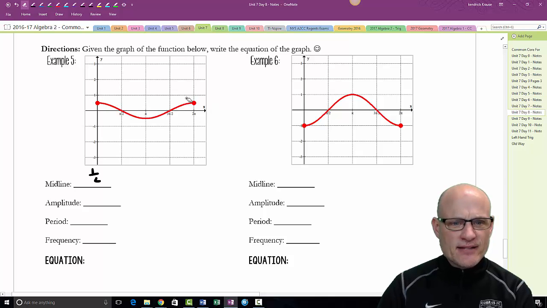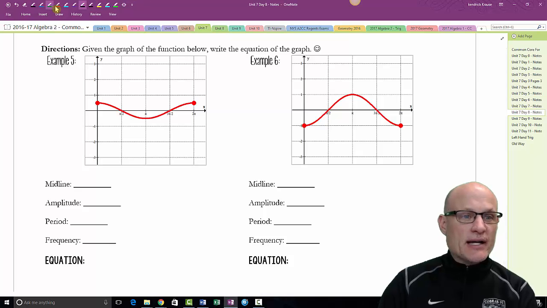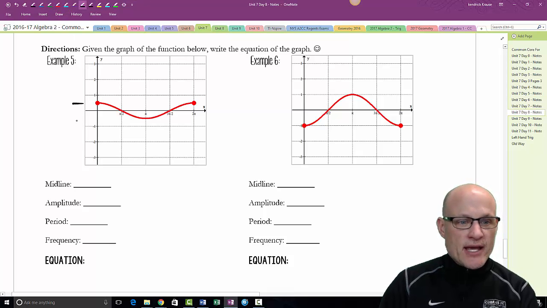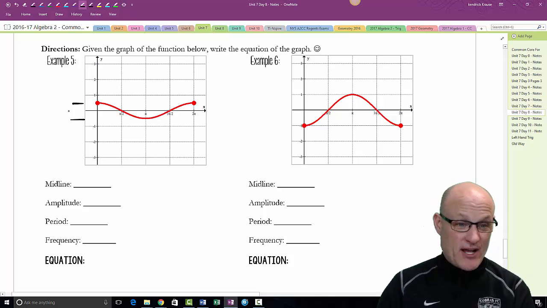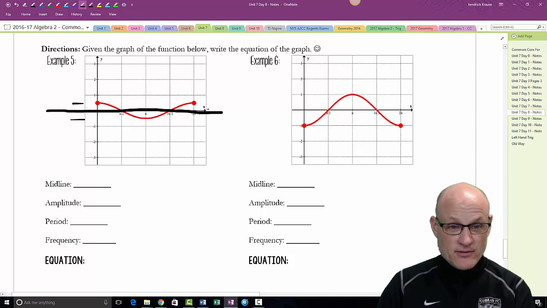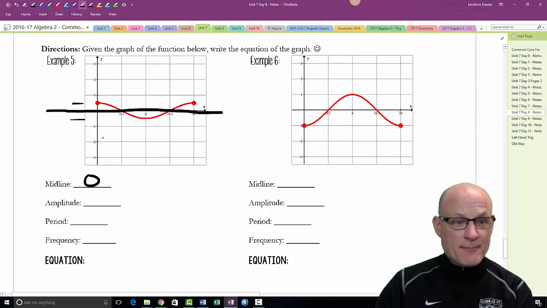Wait, that's not the midline. What am I, crazy? The midline is between the max and the min. So unlike the sine curve, which you can just follow the points, this is actually my midline. I have a full curve, half above, half below, so the midline is just 0. The amplitude is up only, looks like about a half. That's where I want to put the half.